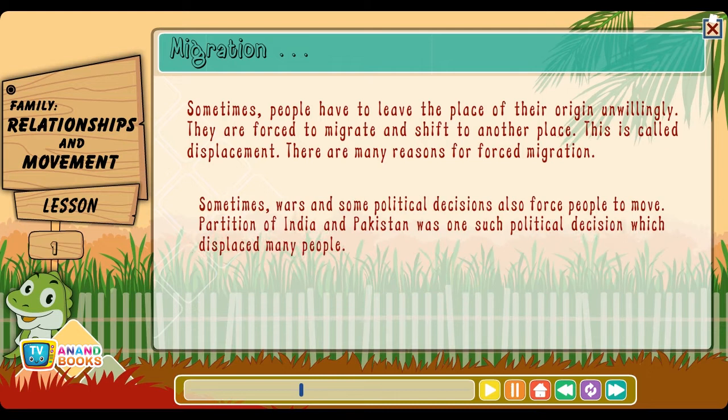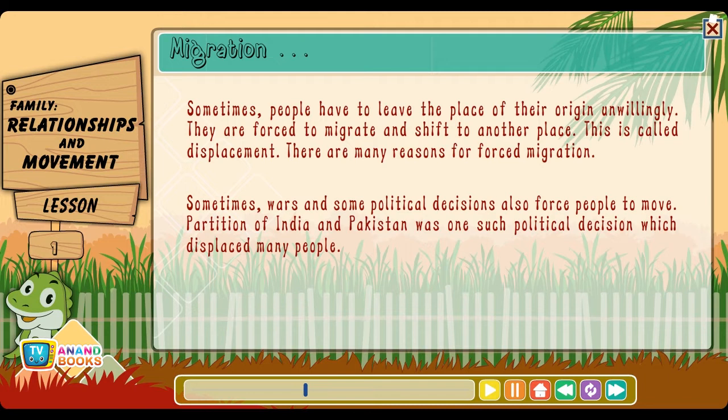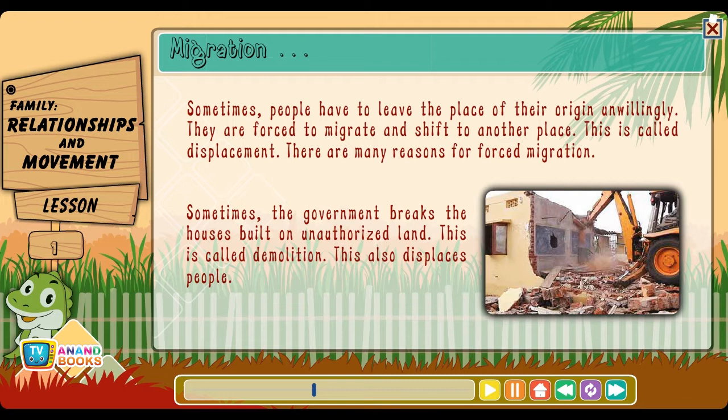Sometimes wars and some political decisions also force people to move. Partition of India and Pakistan was one such political decision, which displaced many people. Sometimes the government breaks the houses built on unauthorized land. This is called demolition. This also displaces people.